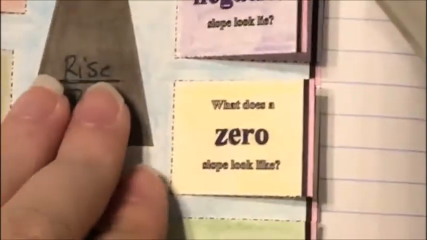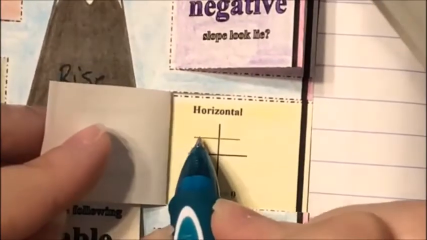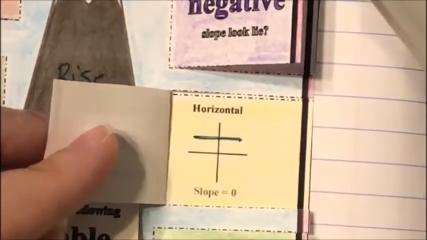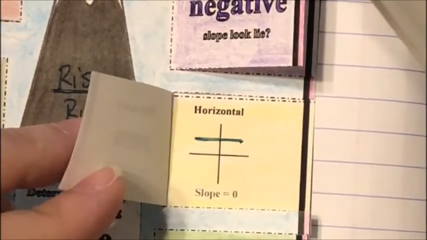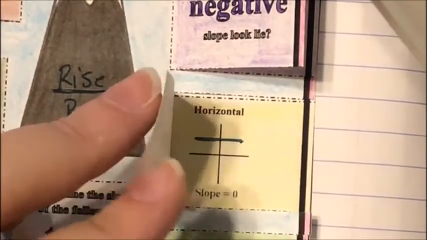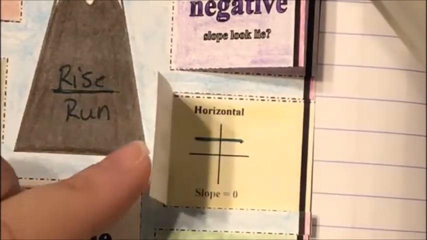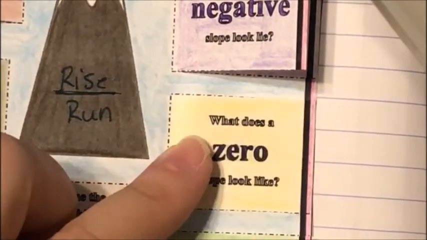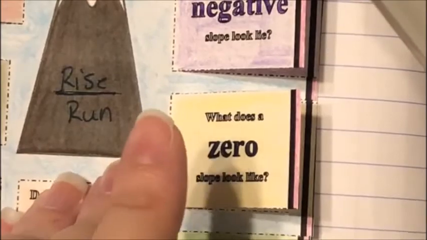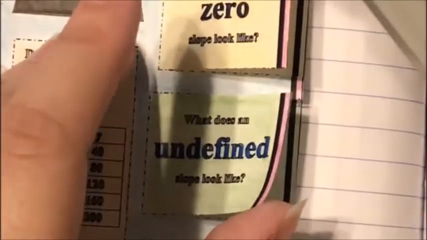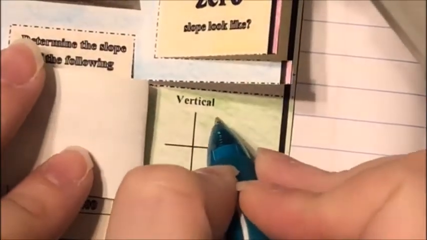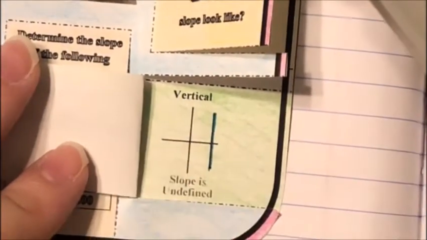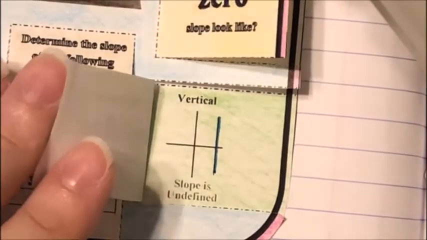A zero slope is a horizontal line. It goes straight across. The slope doesn't change. Remember, slope is the change of rise over run. So if horizontal, there's a zero slope. The last type is an undefined slope, and that's a vertical line. So when you have a vertical line, that's an undefined slope.